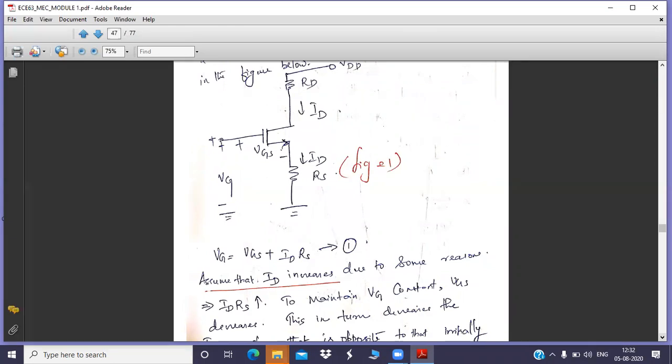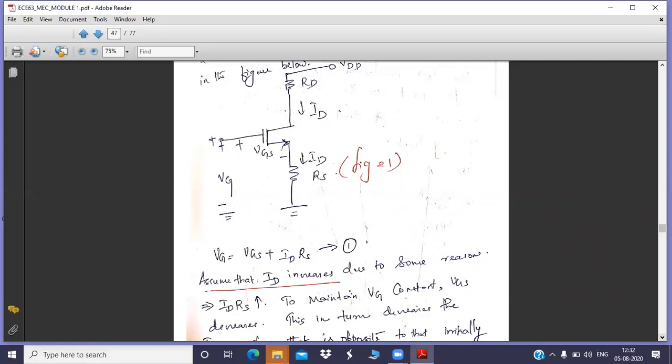Understood? There is a motivation for ID to change by its own, but my biasing circuit, whatever I am discussing now, that is going to suppress that change. Means ID is trying to increase by 2 times, and our circuit will come into operation and try to reduce the ID by 2 times. Means the change is null. So Q point is stable. So that is nothing but your degenerative action. What is that? Degenerative or negative feedback action.